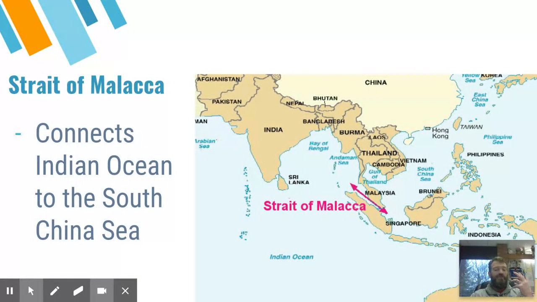Okay, so the Strait of Malacca, I mentioned before. Malaysia, this is a really economic, political, strategic strong point of the world. It connects the Indian Ocean to the South China Sea and eventually the Pacific Ocean. So tons of ships go through here.